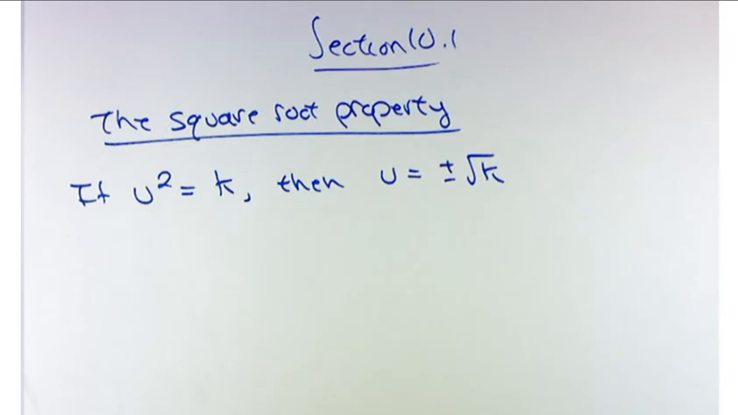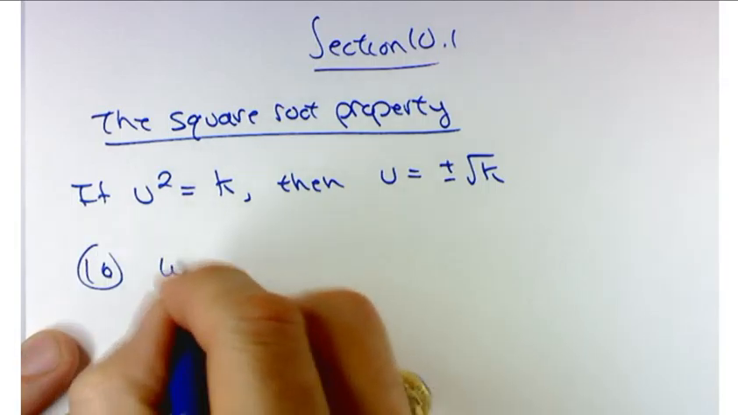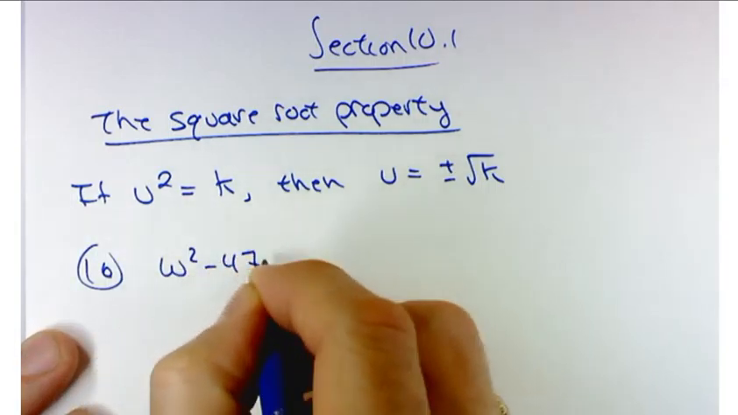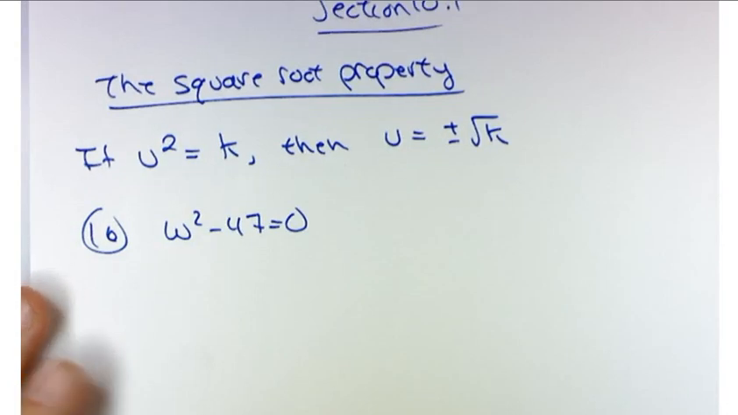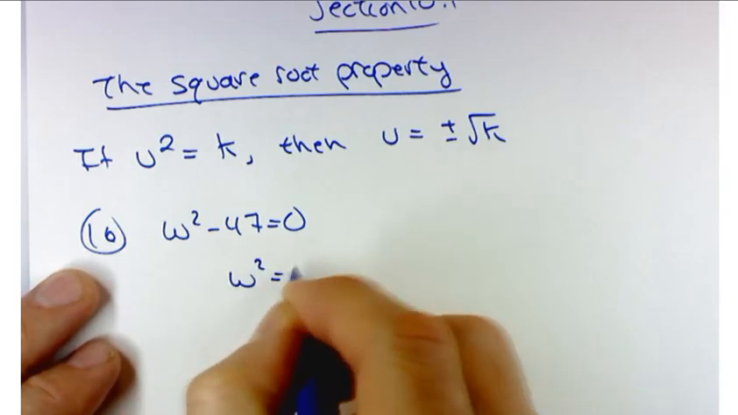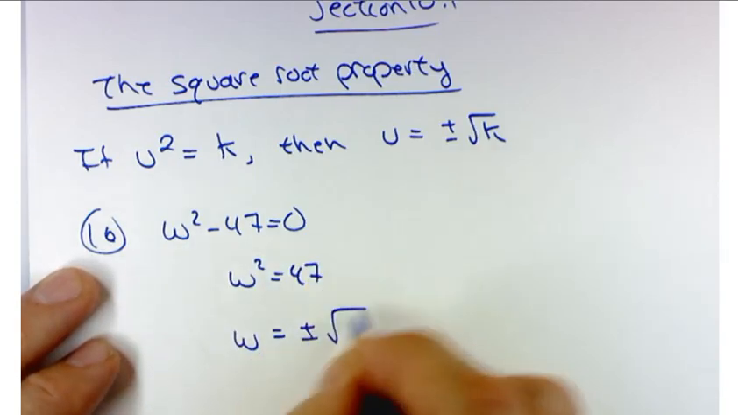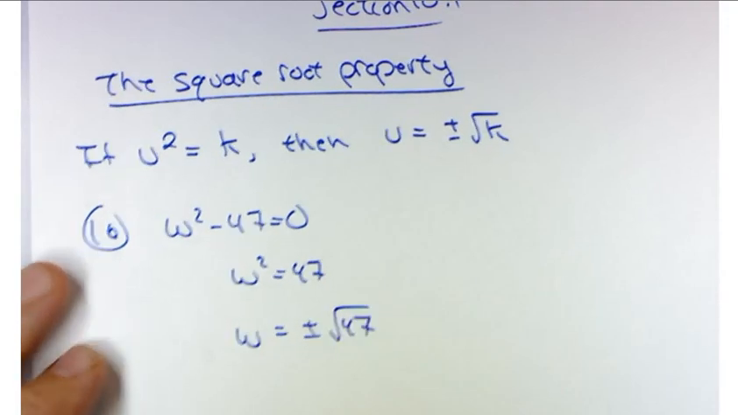Let's start with an example, problem number 16. W squared minus 47 equals 0. Now, if you were to try and solve this by factoring, you'd be stuck. It's hard to factor, unless you want to start using square roots. But what we can do is move the 47 to the other side, and then take plus or minus the square root of 47, and that's our answer.